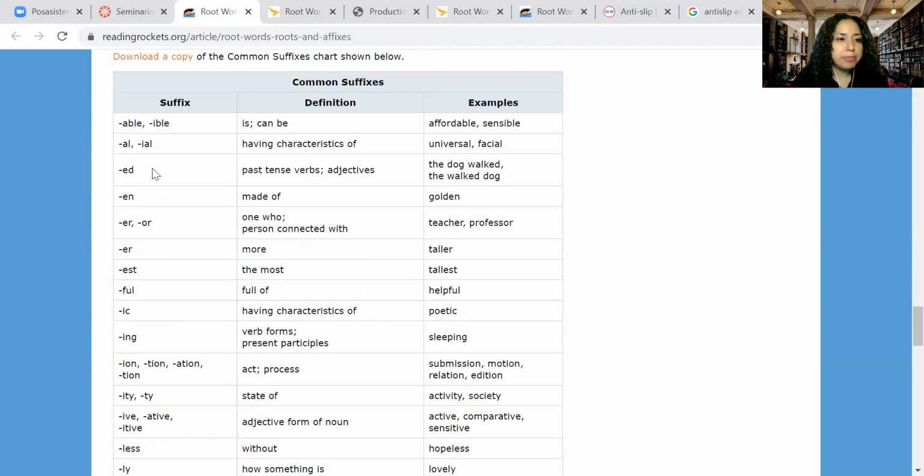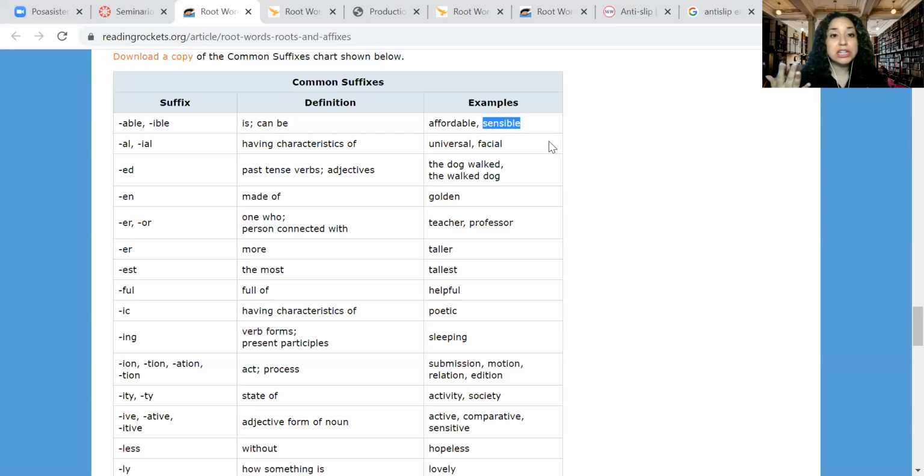Suffixes, for example, the suffix able, it means that it is or can be. For example, affordable. It is affordable. It is not expensive. You can pay for it. Sensible. It could feel the senses. So it has the meaning that senses are attached, like feelings attached to it. Ah, this person is too sensible. So that's the meaning.